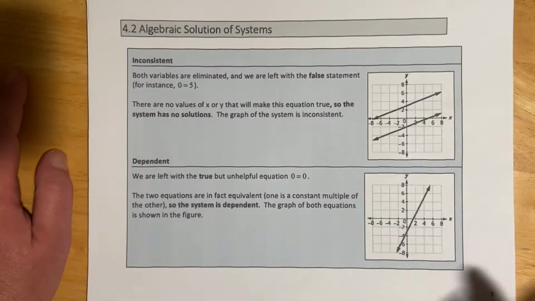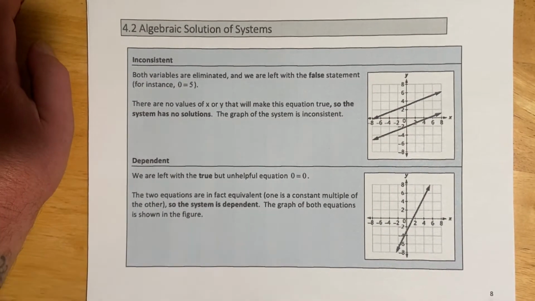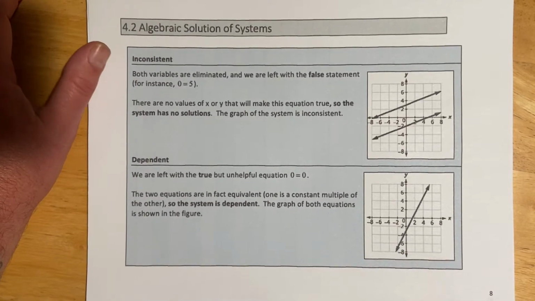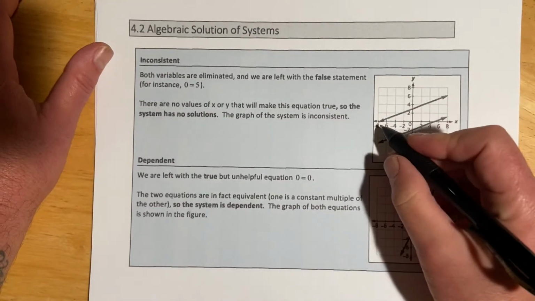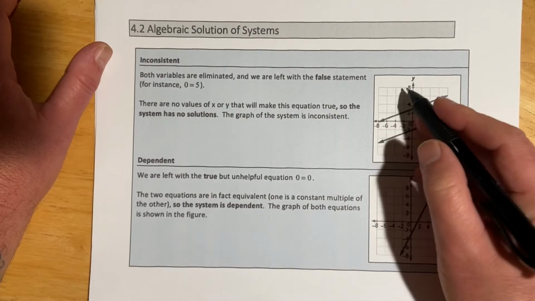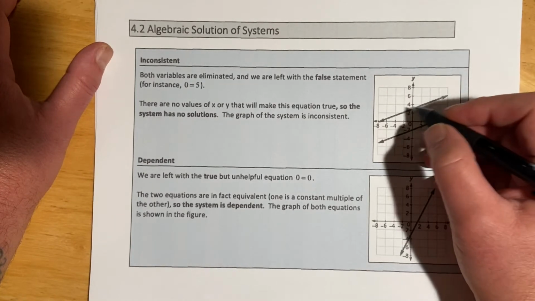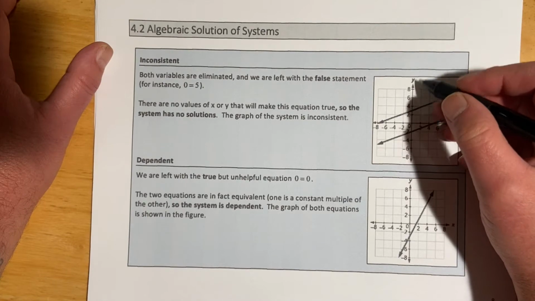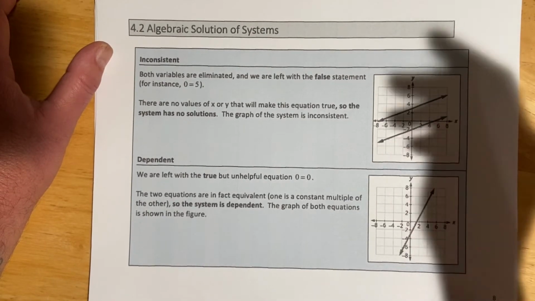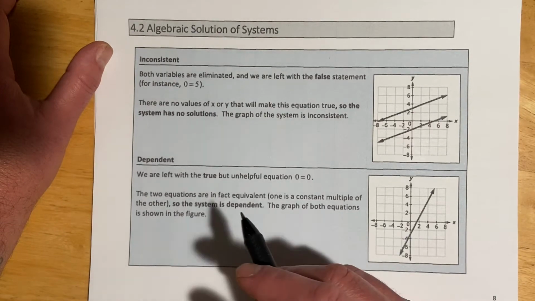Hey everyone, this is Derek, and this is section 4.2, and in this one we're looking at algebraic solutions of systems. So in the last one we looked at graphing as a method of solving systems of linear equations, and that one has limitations of maybe not being able to read the point. If the solution was 2.718, you're not going to be able to read 2.718 off of a graph. And so having an algebraic way to solve these is definitely necessary.